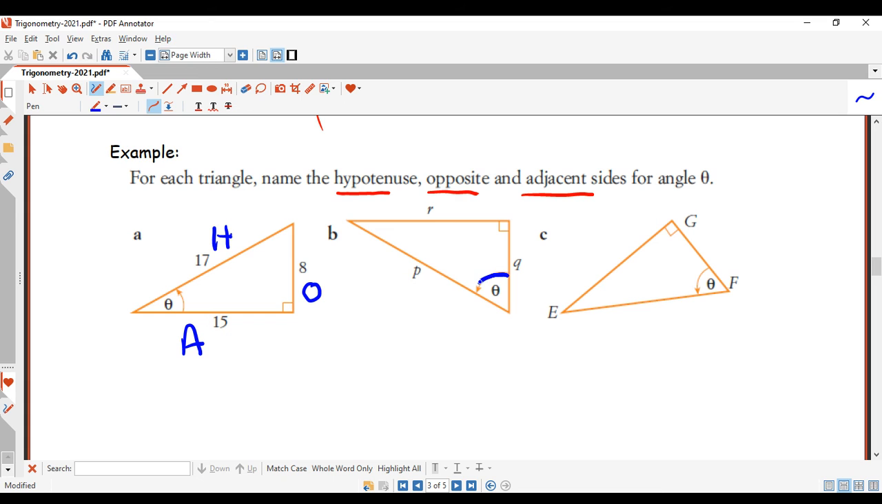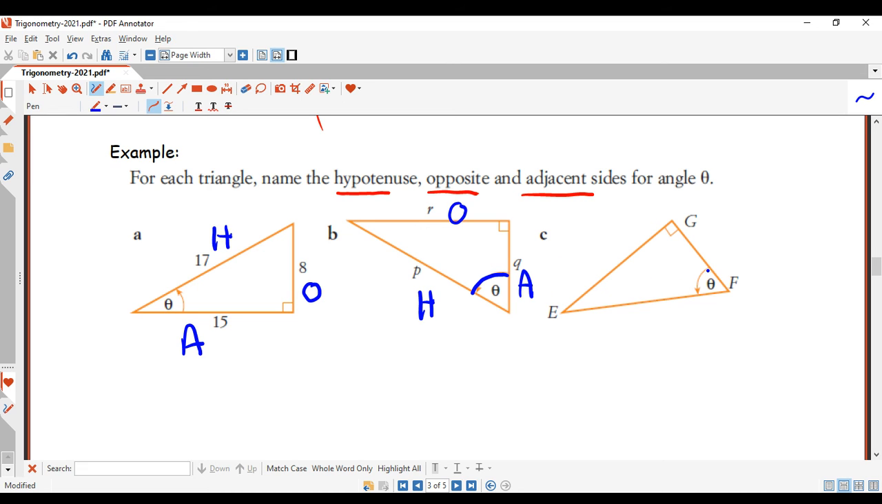Now coming over here, here's my marked angle. There it is. Now let's start with the hypotenuse. Hypotenuse is opposite the right angle. And then the side furthest from the marked angle is the opposite side. And the side next to it is the adjacent side. So if I said to you what side is the hypotenuse, you could say it's side P. If I said to you what side is the opposite side, you could say it's side R. And what's the adjacent side, you could say it's side Q. Okay.